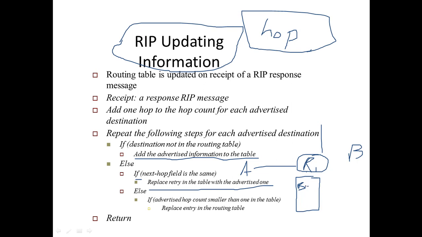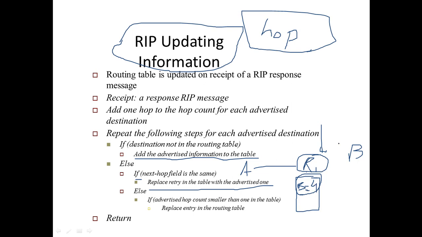It will just replace the entry, that okay, I have got another entry or request for B. So it will update its routing table based upon the information that is provided inside the table. If the next hop field is the same, it will replace the entry in the table, or else if the advertised hop count is smaller, it will replace the entry in the routing table. Let's say R1 has the information about B, and it knows that B is at 4 hops to me.